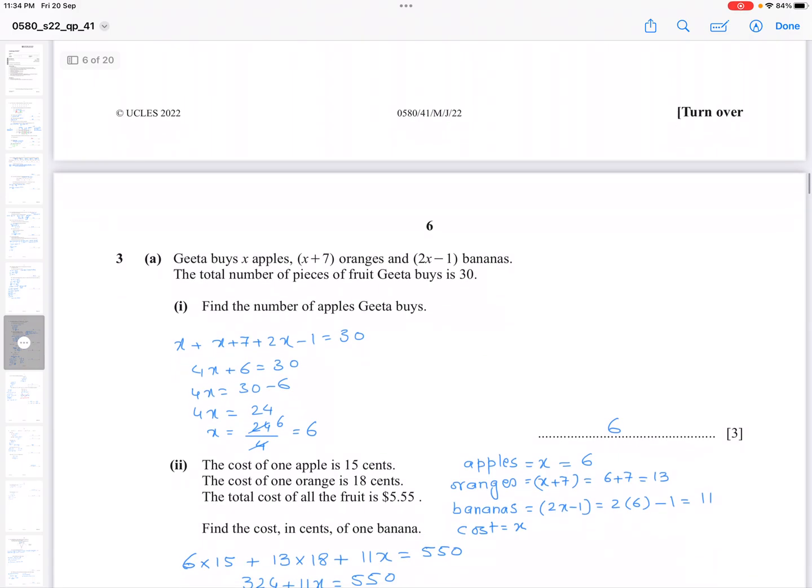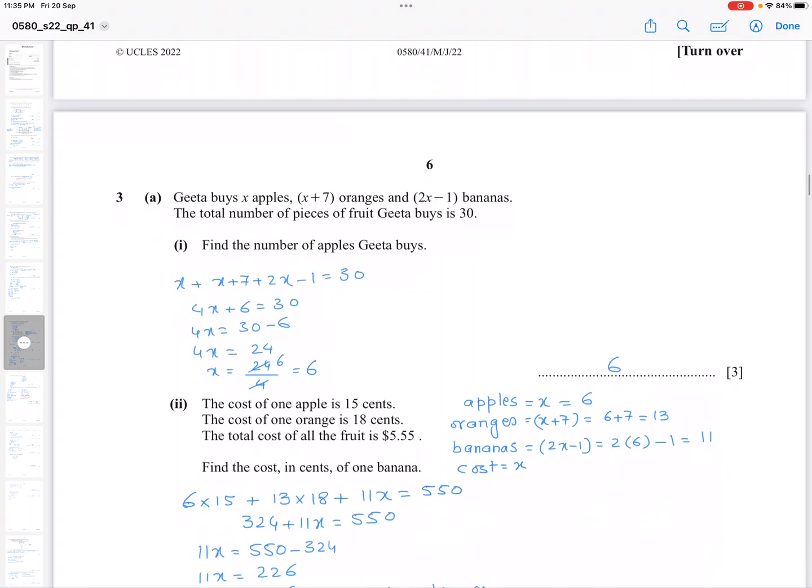Question number 3a. Geeta buys x apples, x plus 7 oranges, and 2x minus 1 bananas. The total number of pieces of fruit Geeta buys is 30. Find the number of apples Geeta buys. So add all of them: x plus 7 plus 2x minus 1 is equal to 30. From here x is 6. So the number of apples Geeta buys is 6.